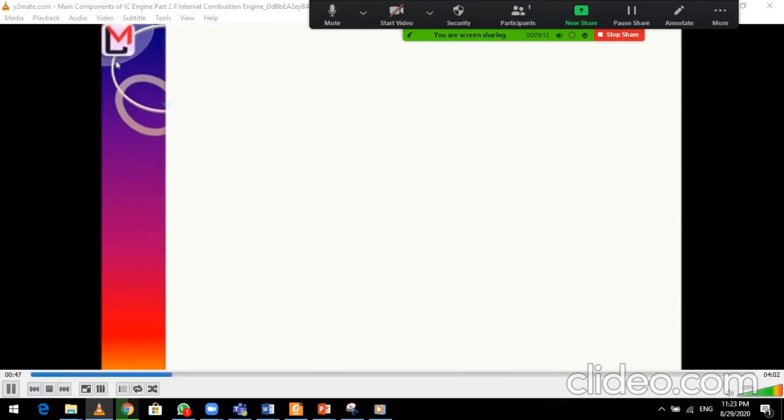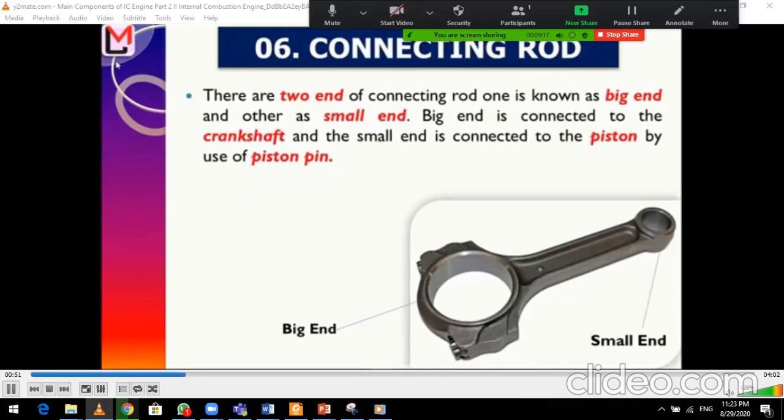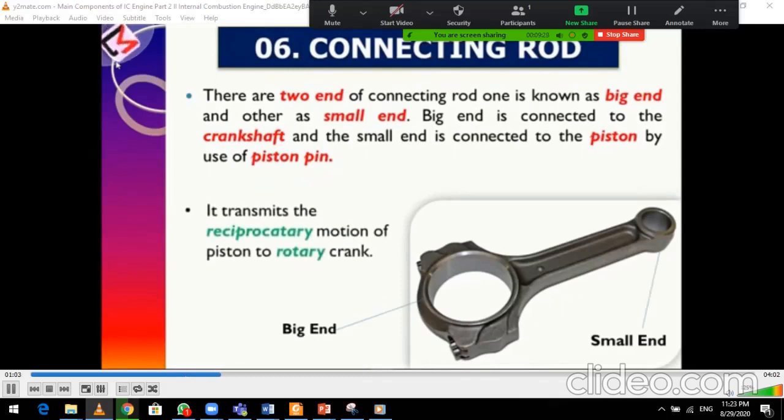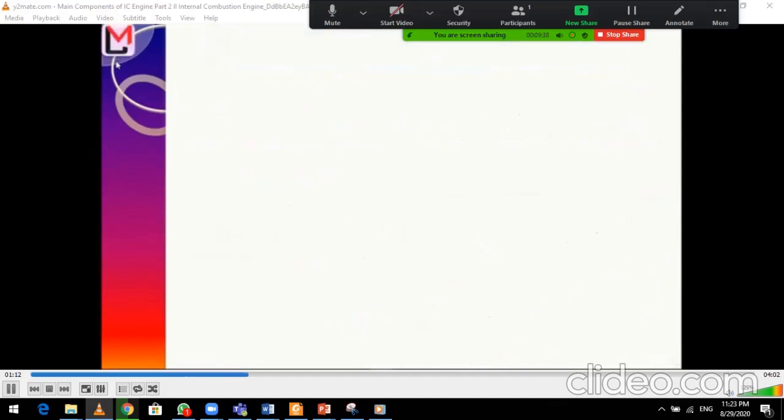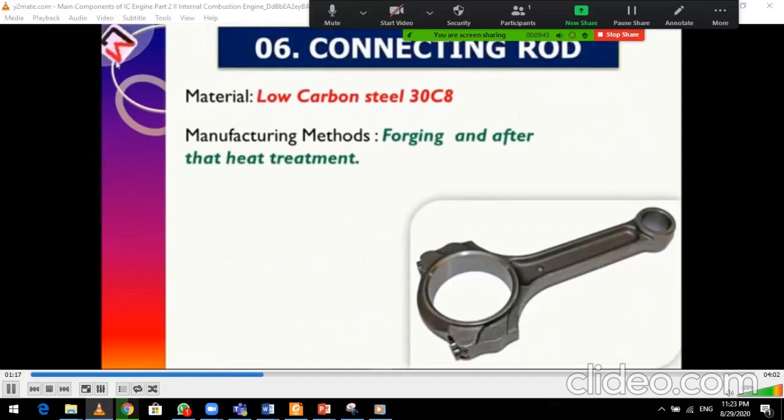Connecting rod. Here you can see the image of connecting rod. There are two ends of connecting rod. One is known as big end and other as small end. Big end is connected to the crankshaft and the small end is connected to the piston by use of piston pin. It transmits the reciprocatory motion of piston to rotary crank. Connecting rod is made up of low-carbon steel 30C8 material. The manufacturing method that is used is forging followed by heat treatment.